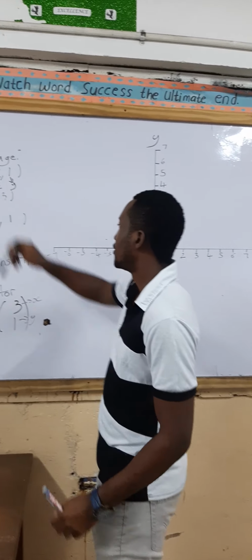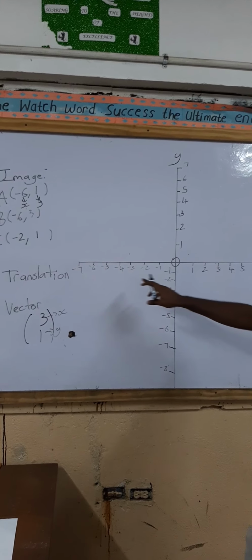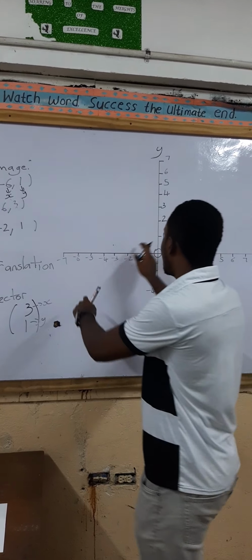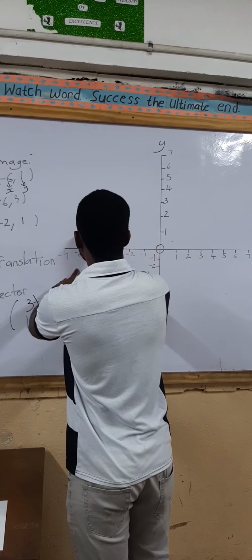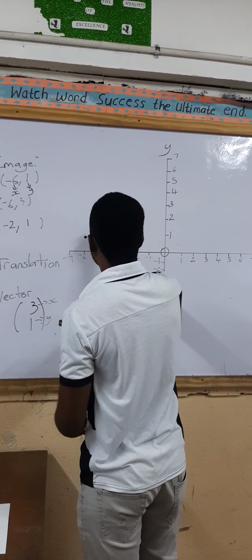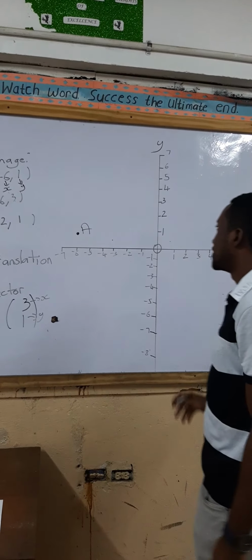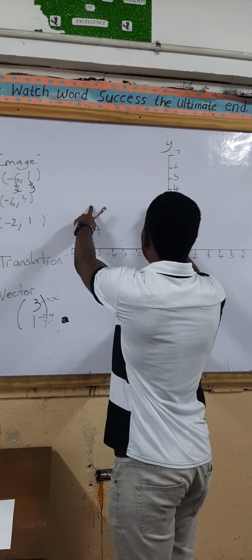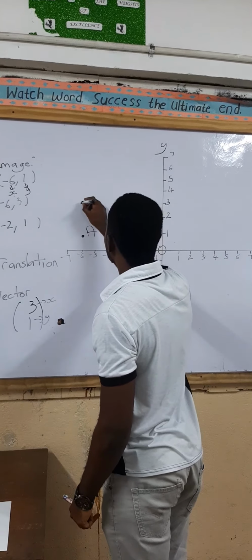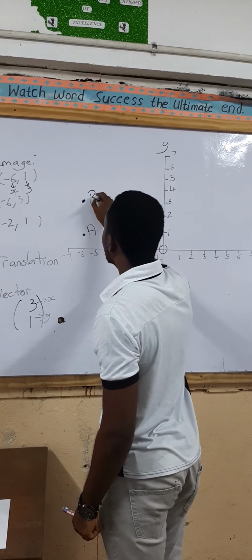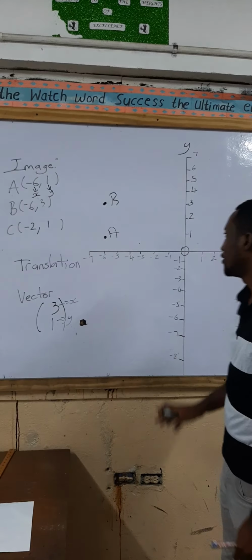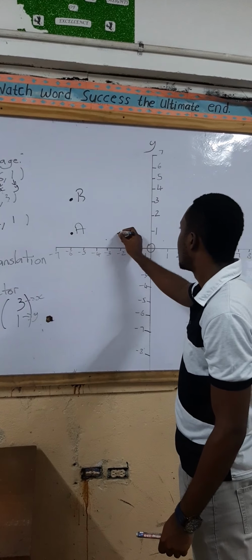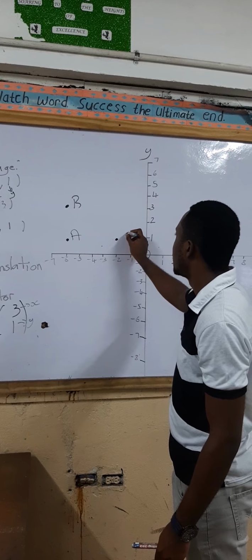Point A says -6 to 1, so we need to find -6 on the x-axis and map it to 1 on the y-axis, so that would be about right here. And we call that A. B says -6 to +3, so from -6 we're going up to +3 in order to match it here. So B would be about right here. And C says -2 to 1, so we'll find -2 on the x-axis and 1 on the y-axis. So C would be about right here.